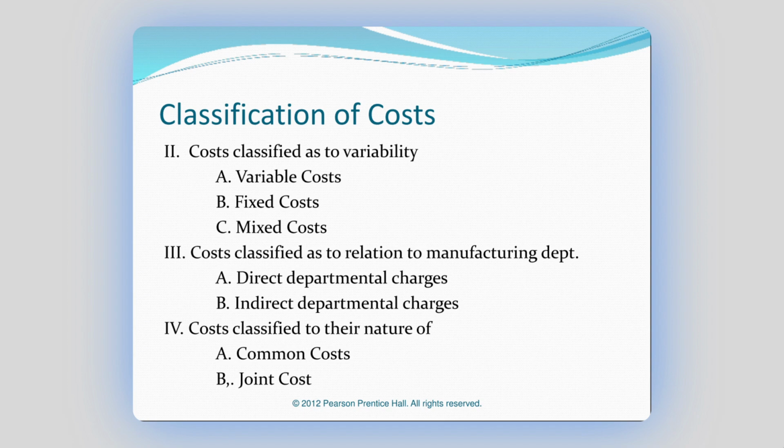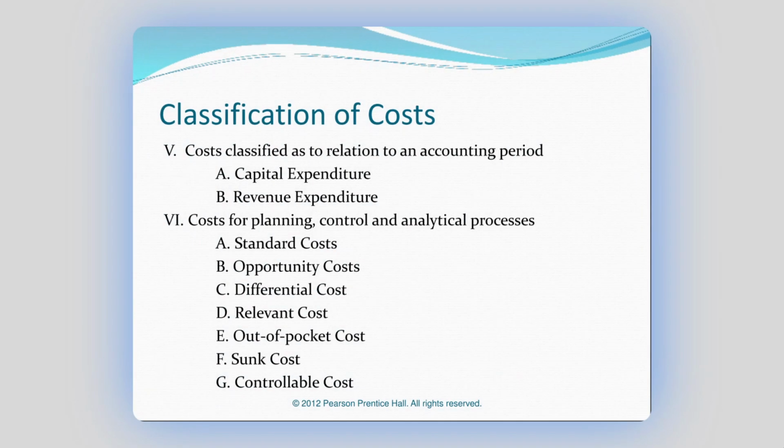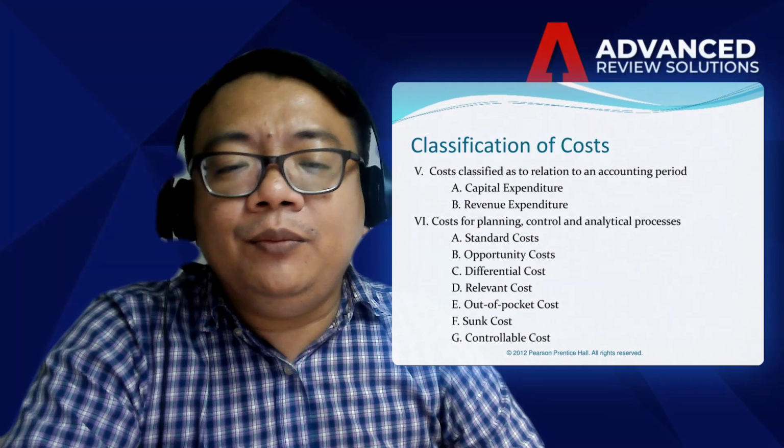And the last one is all about common and joint costs. So we will discuss one by one later, no? And also we have capital expenditure and revenue expenditure costs as classified as to the relations of the accounting period, and some terms which are your standard costs, opportunity costs, differential costs, relevant costs, out of the pocket costs, sunk costs, and your controllable costs. Okay? Sige, one by one muna tayo.